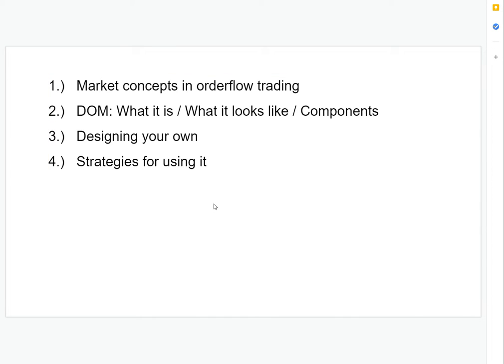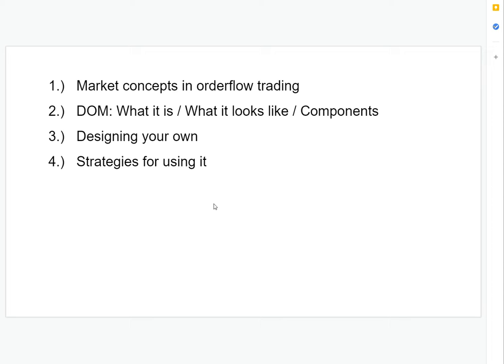The first one is going to be market concepts and order flow trading, just to make sure that we've got a strong understanding of market mechanics and why we use this tool. The second thing is going to be the DOM and just taking a look at what it is, what it looks like, and what the components in it are. And then finally, I'm going to talk about designing your own DOM and then just some strategies for using the DOM in trading.